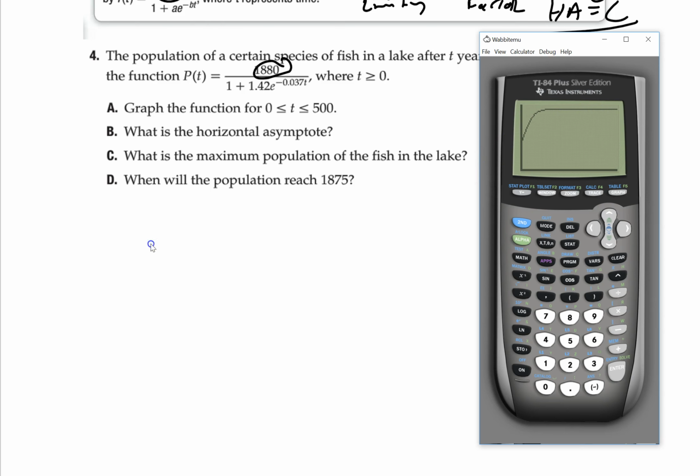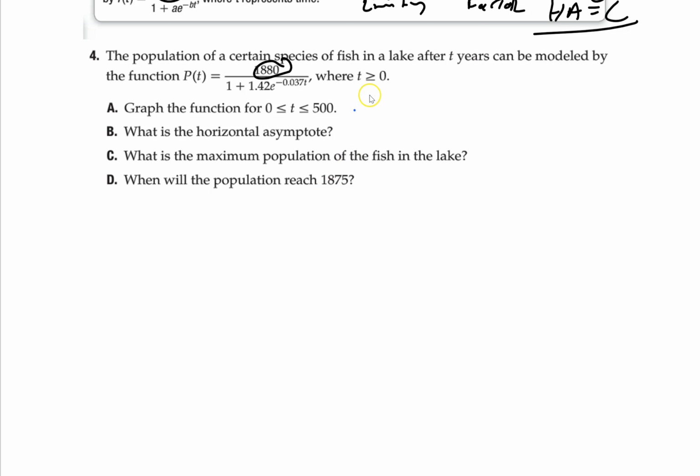So I could graph that function, put it there. Look something to this effect. What's the horizontal asymptote? It's always this thing. So y equals 1880. What's max population of the lake? Well, same thing, 1880 fish. When will the population reach 1880?